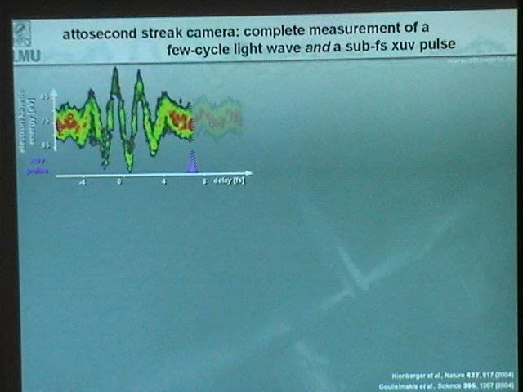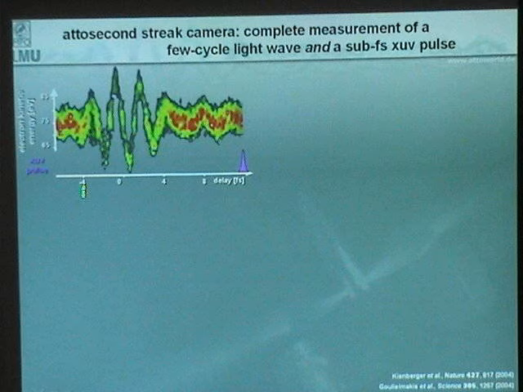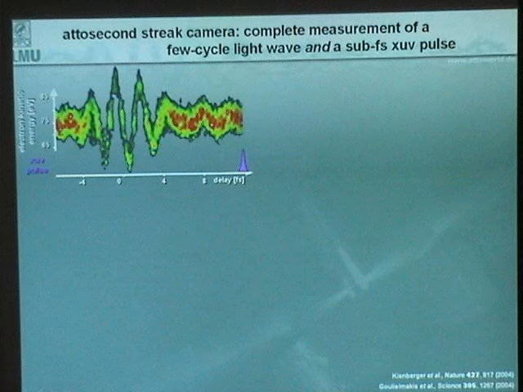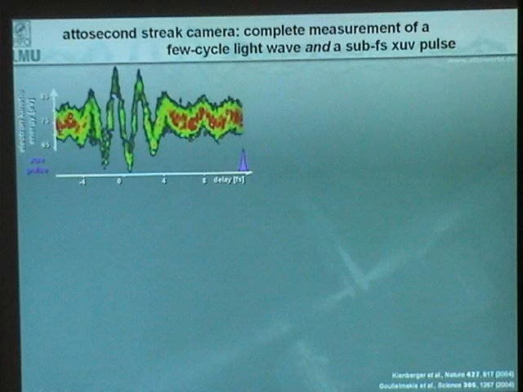Here you see one such set of data, which has been compiled from a series of streaked photoelectron spectra. So basically each vertical slice of this false color represented data set constitutes a streaked photoelectron image, which has been measured at a specific delay between the XUV pulse knocking off the photoelectrons and the streaking laser field.